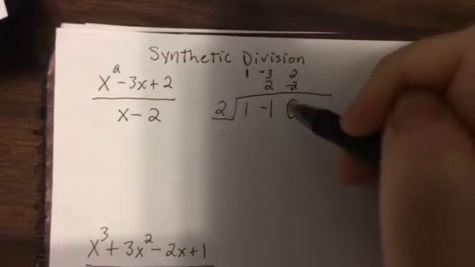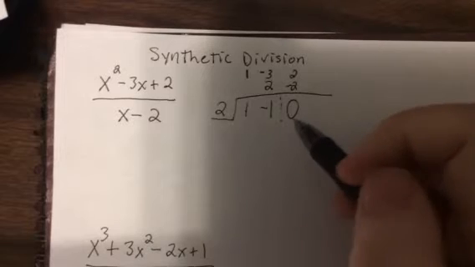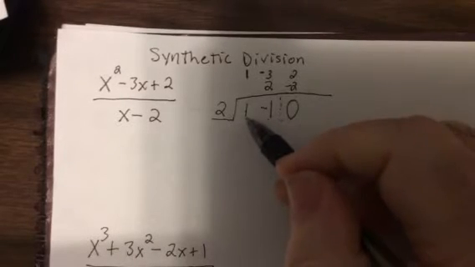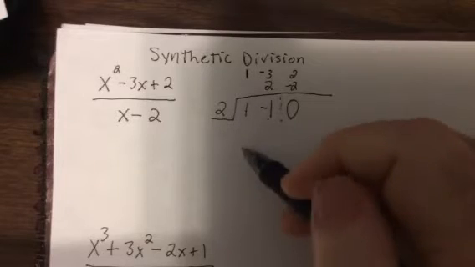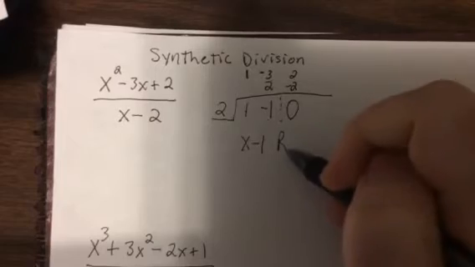Now, what's happening here is this will be your remainder. This is your constant. This is the coefficient of x, and you keep going until you hit this segment. So that means this breaks up in x minus 1 with a remainder of 0.